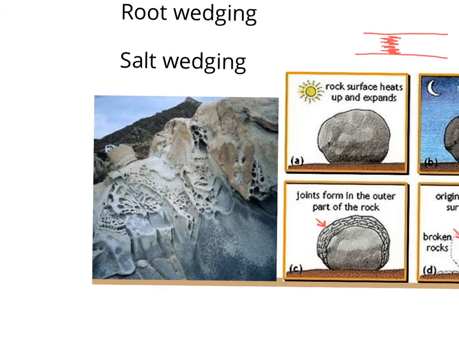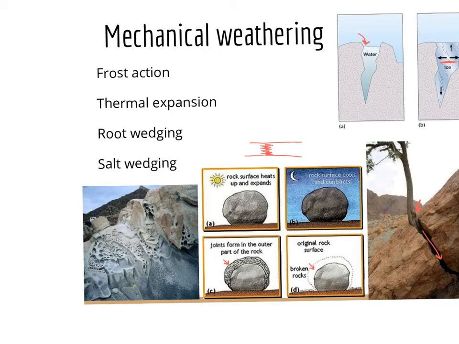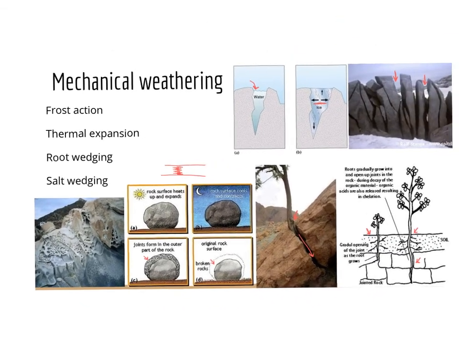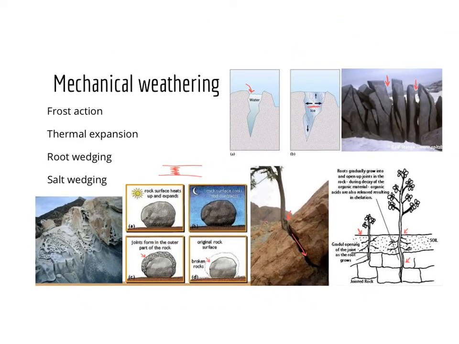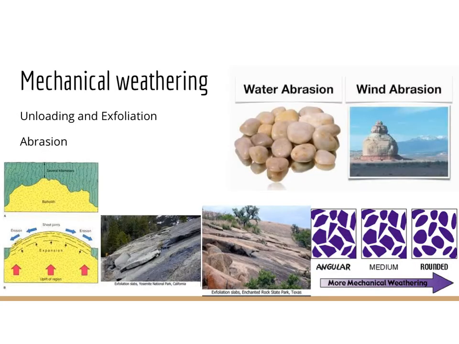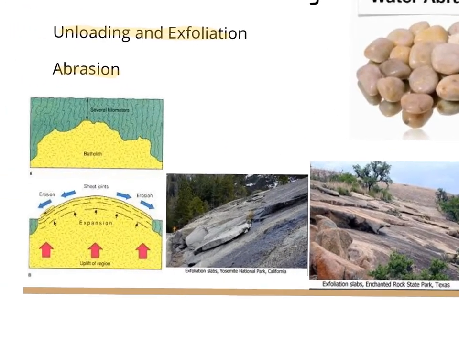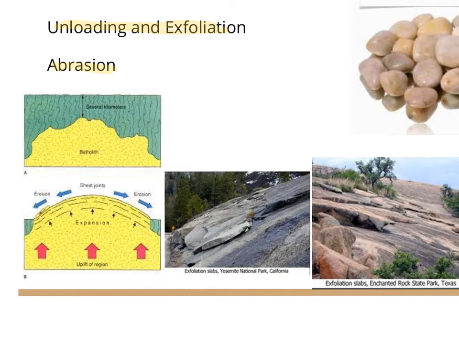So if we go back, our four types of mechanical weathering so far are frost action, right here, thermal expansion, right here, root wedging, right here, and then salt wedging here. There are a couple other types of mechanical weathering, and those are unloading and exfoliation, and then abrasion. So unloading and exfoliation is right here.